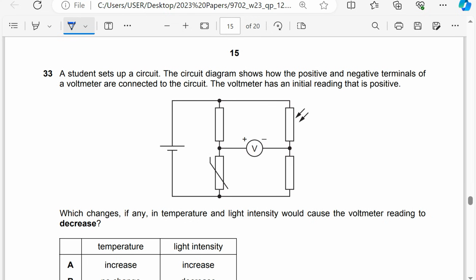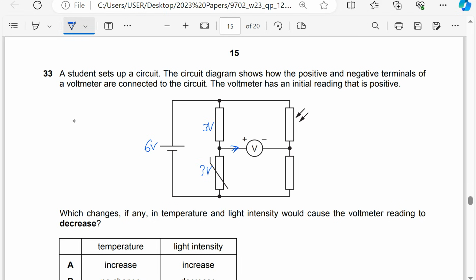A student sets up a circuit. The circuit diagram shows how the positive and negative terminals of a voltmeter are connected to the circuit. The voltmeter has an initial reading that is positive. Okay. If the initial reading is positive, then the current is entering through the voltmeter from this point here. So let's say the EMF here is 6 volts, and let's say initially the resistors here are identical. We say here it is 3 volts, and here it is 3 volts. Remember, the current is traveling in that direction.